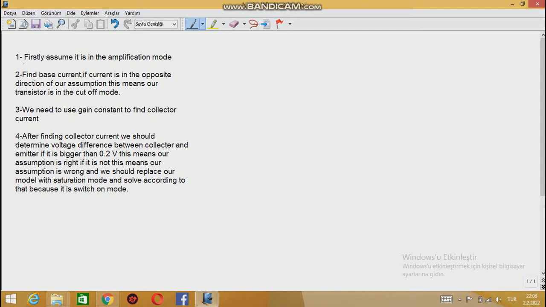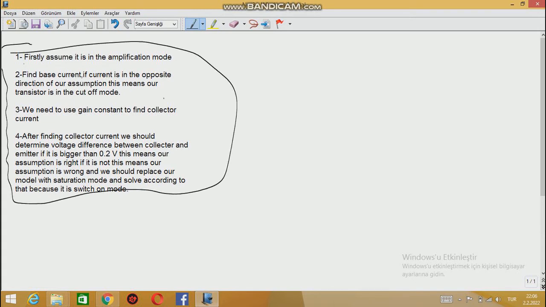So I don't want this video to be long. I will start here. I wrote an algorithm. Now you are seeing an algorithm here. In this algorithm there are steps, and we should always follow these steps. Firstly, we need to assume our transistor is in the amplification mode. Even if it is not, we are going to figure that out.